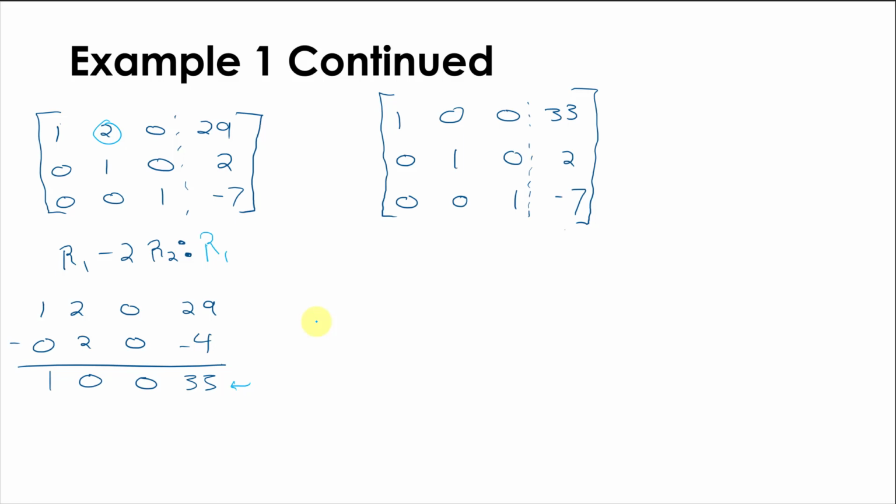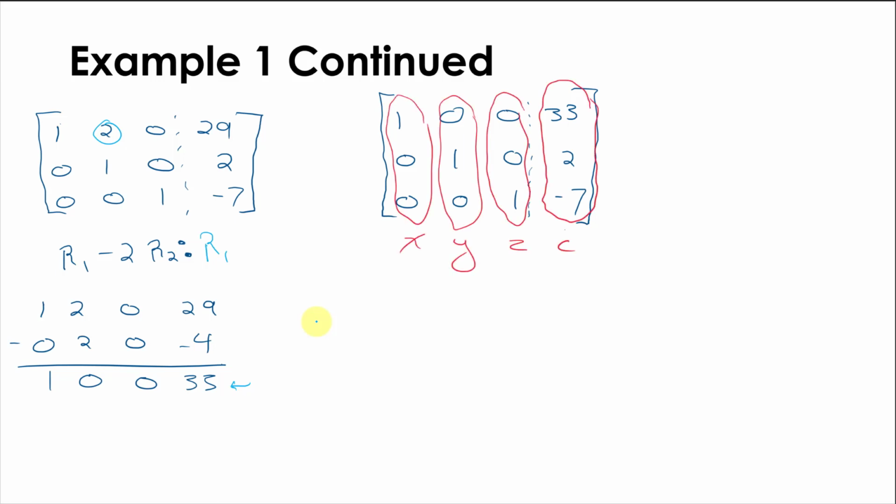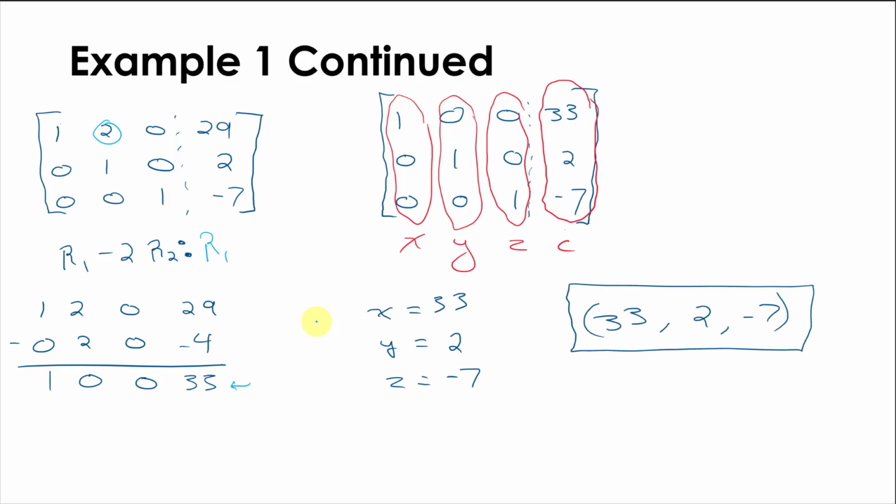Again, what does this represent? I've got each column representing each variable. So this is telling me that x equals 33, y equals 2, and z equals -7. So we would write our final solution out like this. Let's take a look at another example.